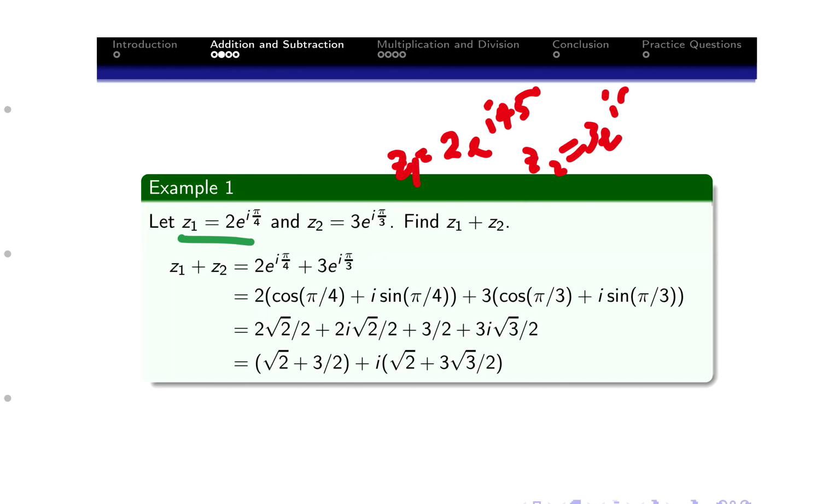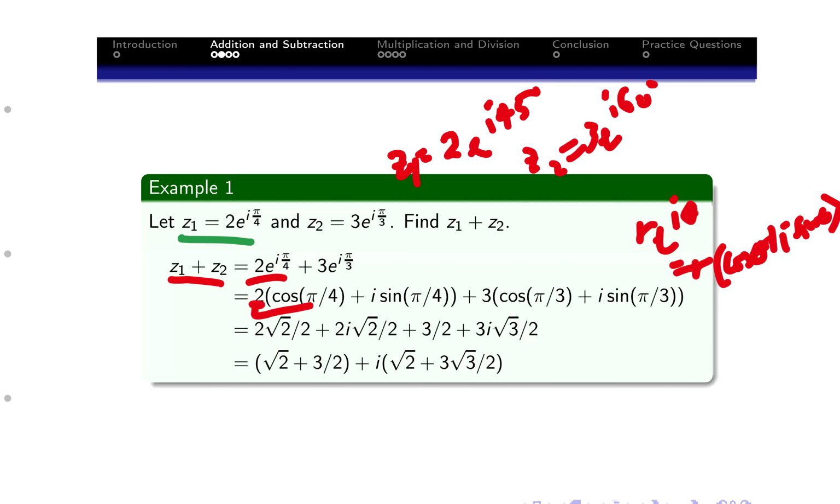To add these two together, you have Z1 plus Z2 equals 2e^(i pi/4) plus 3e^(i pi/3). If you want to break this up, you already know that R e^(i theta) is the same thing as R times cos theta plus I sin theta. So 2e^(i pi/4) is the same thing as 2, which is your R, cos pi over 4 plus I sin pi over 4. The same thing goes for this: R here is 3, so you have 3 cos pi over 3 plus I sin pi over 3. That's basically what is happening there.